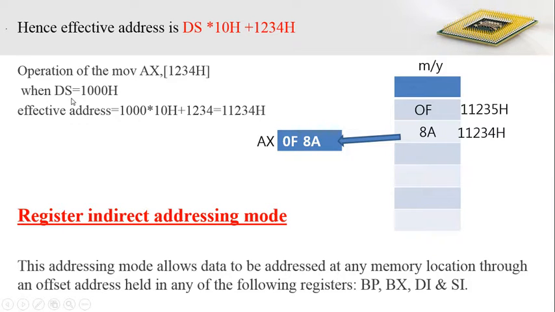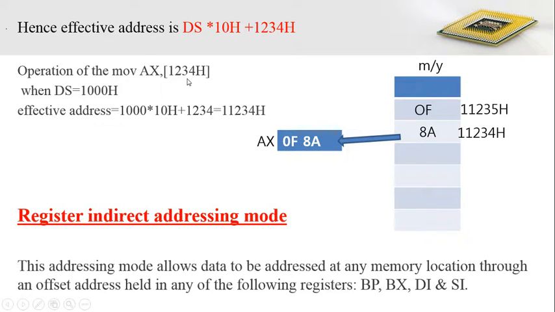And suppose the data segment address which is available in the data segment register is 1000H. How can we calculate the effective address? Multiply this by 10H, and after performing this multiplication, the 16-bit DS register content becomes 20-bit. Now this is 10000.